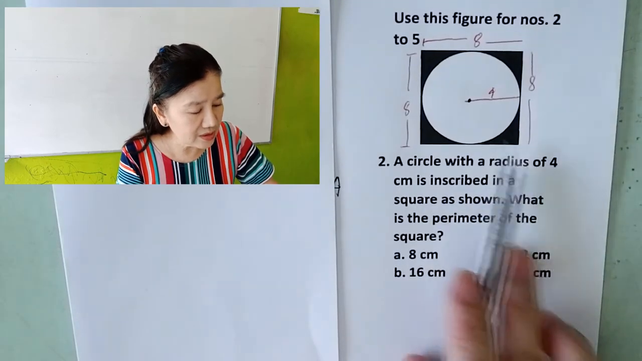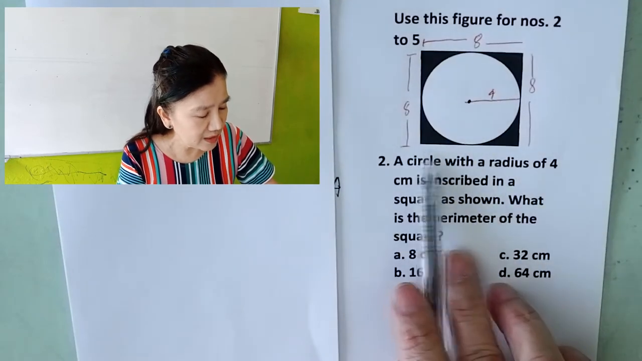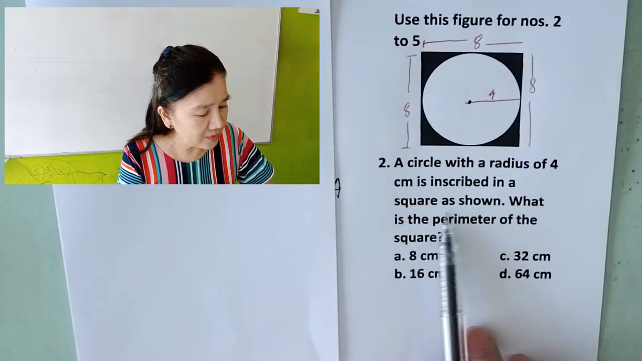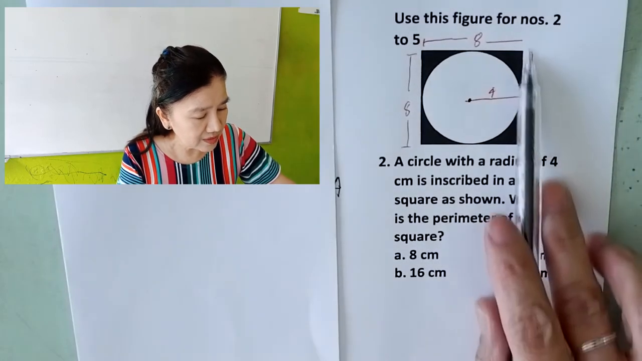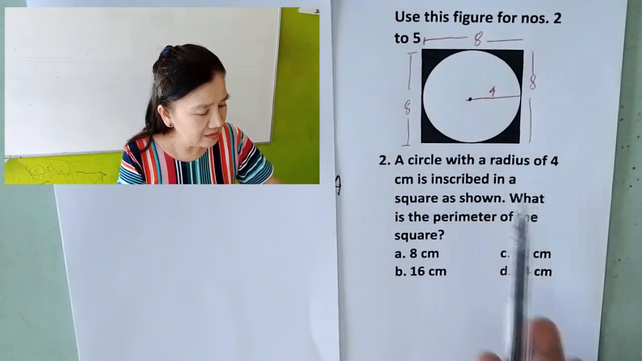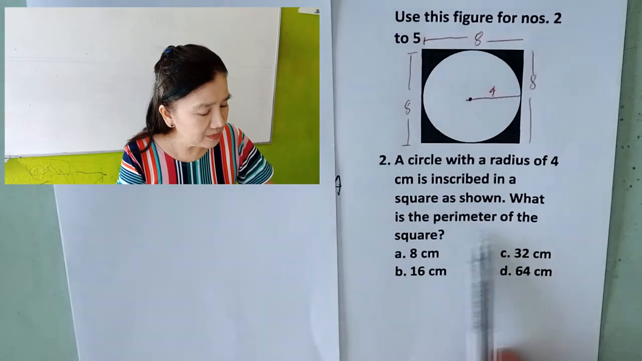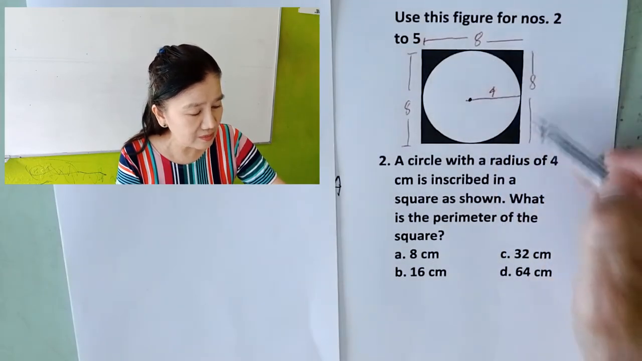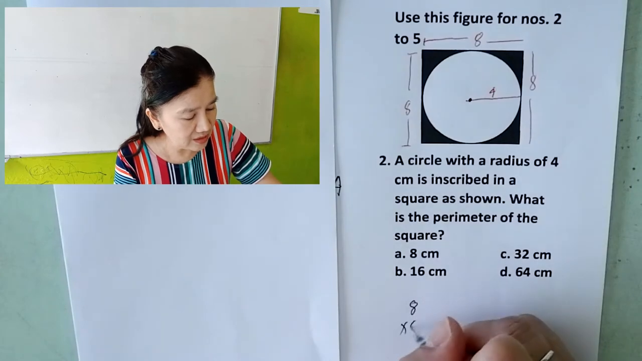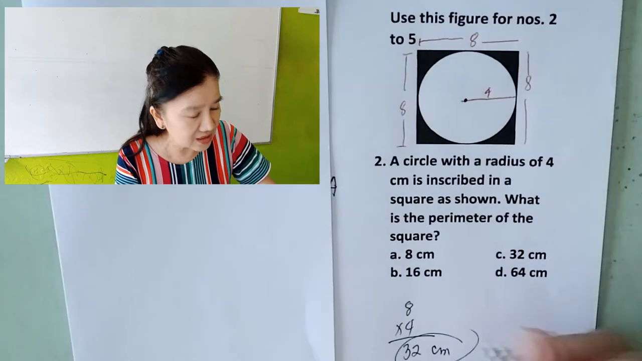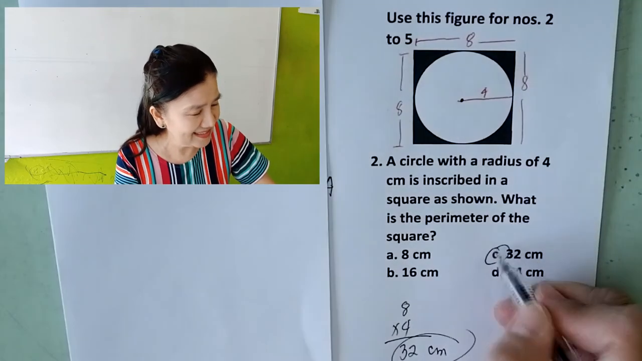A circle with radius 4, so 4 plus 4 would be 8, is inscribed in a square as shown. So we have proven that this is really a square. 8, 8, 8, 8. What is the perimeter of the square? Perimeter of the square, 8 times 4. That will give you 32 cm. So the answer is letter C.